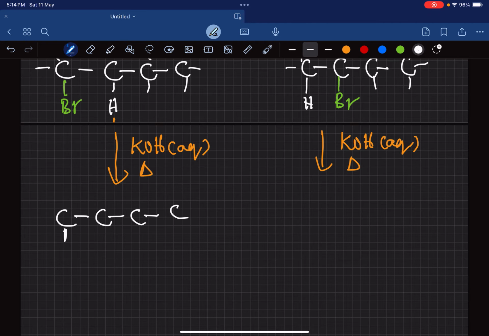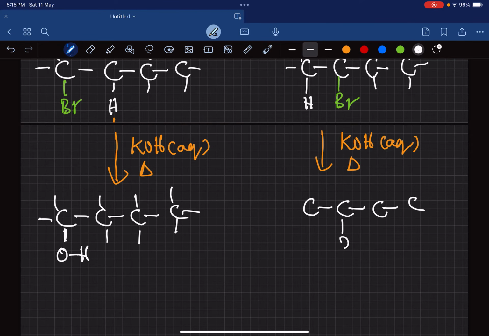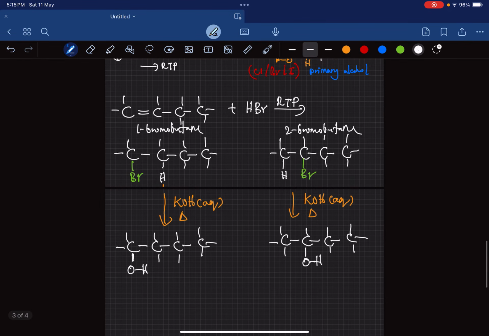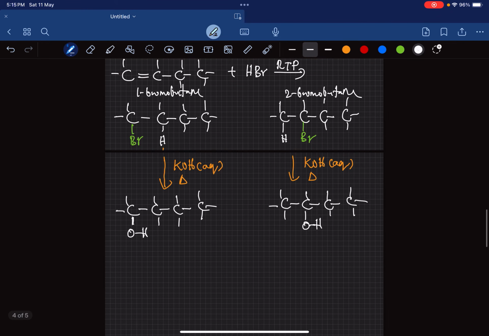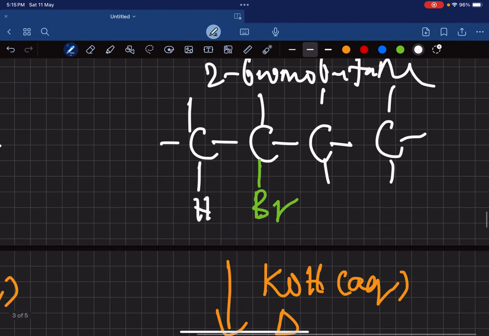Okay, so this bromine is then replaced with an OH. So you end up getting a primary alcohol there, and in this case you end up getting a secondary alcohol. So you get primary alcohol, secondary alcohol. This is exactly what happens when you have an alkane and it reacts with chlorine under halogenation or substitution reaction with sunlight. This is what also happens, right? So I'm just going to digress a little bit. So let's look at this guy here.